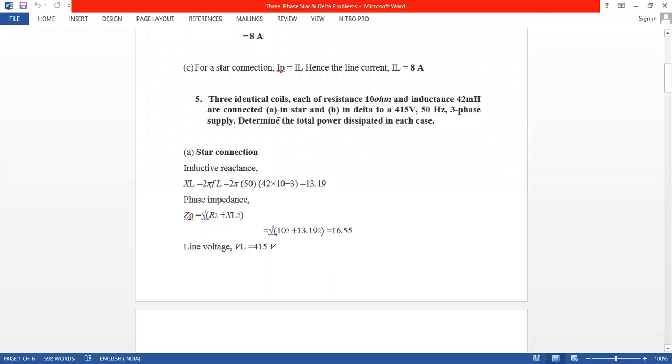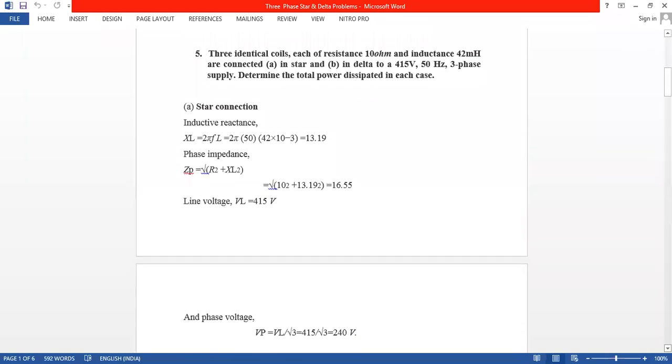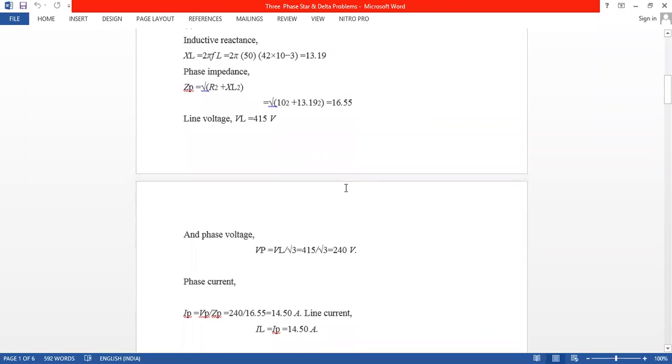XL equals 2 pi F into L. Substitute XL, and you will get the impedance. Z is equal to root of R square plus XL square. Any problem, what do we have to calculate? In star they have given case 1, and they are asking you to calculate power. But before calculating power, we have to calculate phase voltage, next phase current. Now you see, you got the impedance.